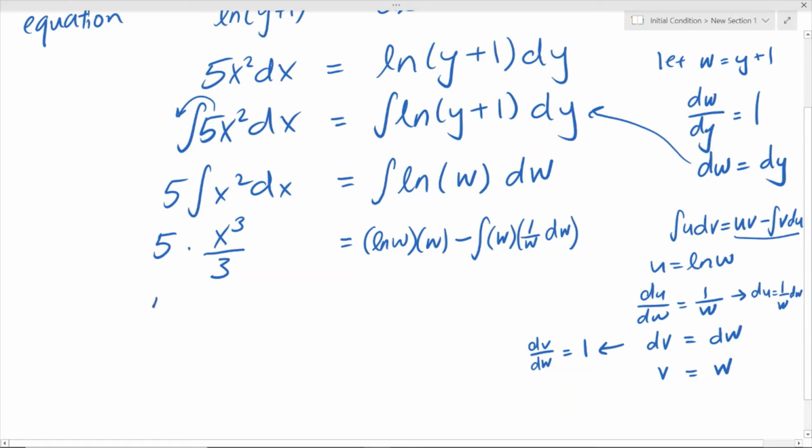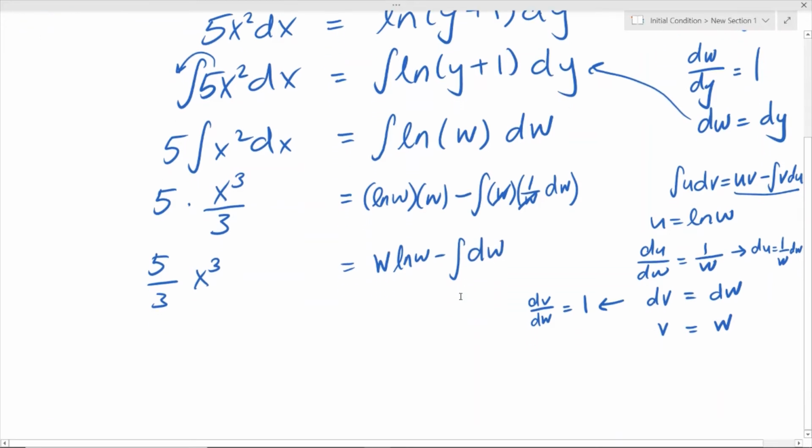So let's simplify this. This is 5 over 3x cubed. And then we can simplify this side as well. Just w ln w minus integral of, well, w and w cancel. It's just going to be 1. So we don't really have to write the 1. So just like this, right, integral of 1 is here.